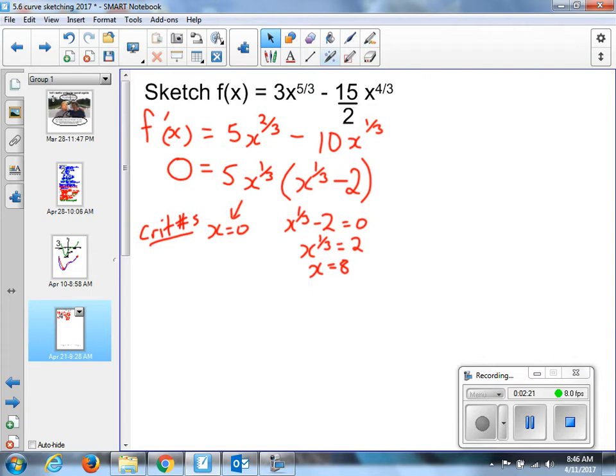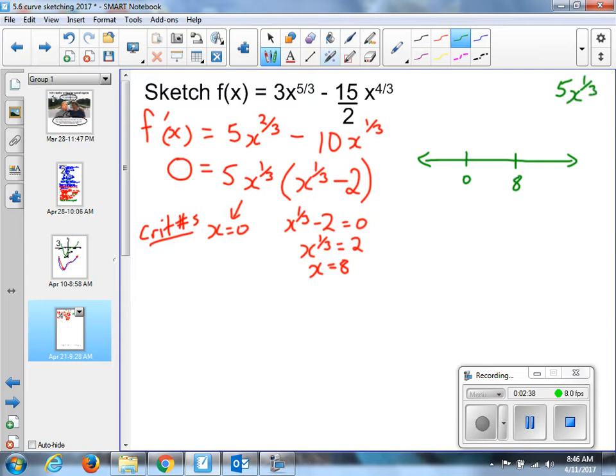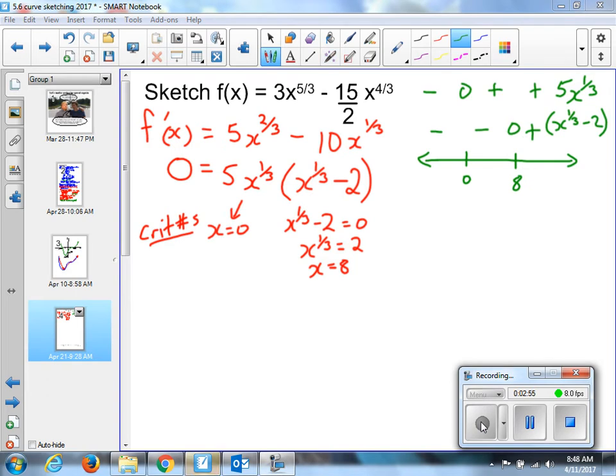Then what do I do next? I do a little sign analysis so I can answer the rest of the questions easier. So I've got 0, I've got 8, and I don't need to put any other numbers on here. My factors are 5, x to the 1/3, and there's no restrictions on cube roots, and x to the 1/3 minus 2. I say, well, 5 times the cube root of x gives me a 0. Well, you guys do it for a second here. I'll pause. So our sign analysis, we ripped it through.